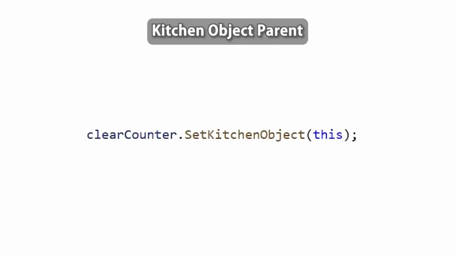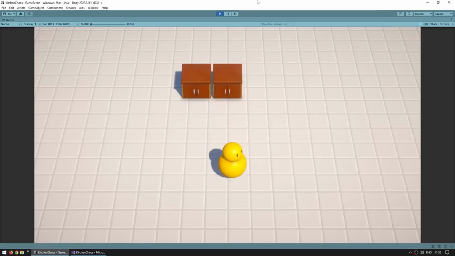In this lecture we're going to create a kitchen object parent, meaning that the kitchen object will know where it is and the counter will know if something is on it. This is important so that later on we can pick up a kitchen object from one place and drop it in another. Okay, so here we have our player.